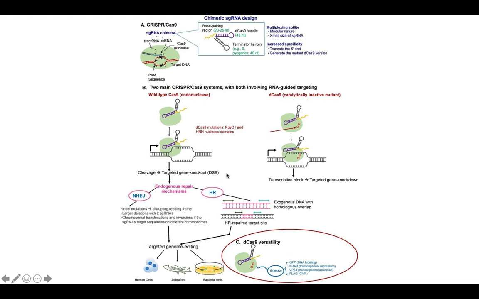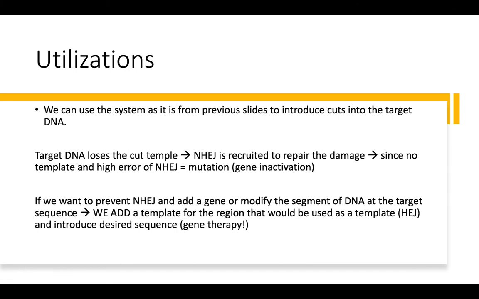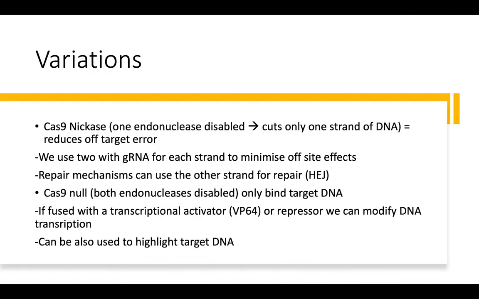Now there are variations for the Cas9 system. There is what is called the nickase, which has one of the two endonucleases disabled. Instead of making two double-stranded cuts, it causes a single-stranded cut, so one of the DNA strands is cut, and this reduces off-target errors. Then we use another gRNA molecule for the other strand, and the repair mechanisms will have a strand from the first and a strand from the second to fix, and this will target homologous end joining and reduce off-target errors.